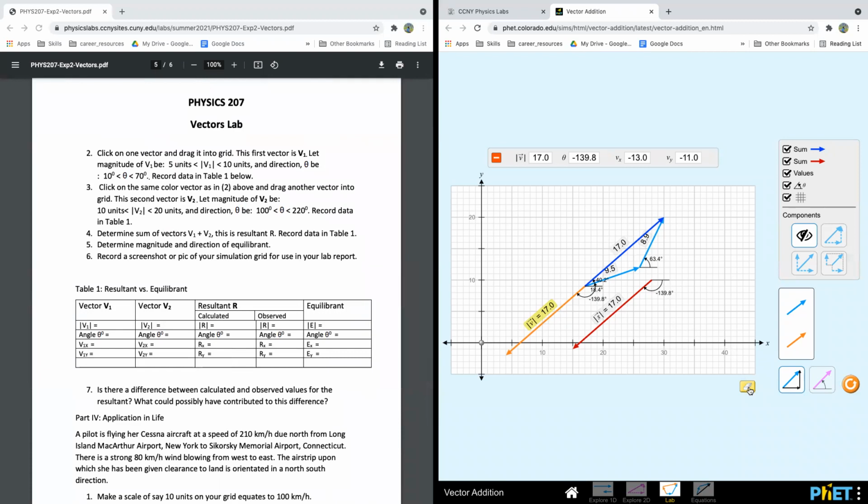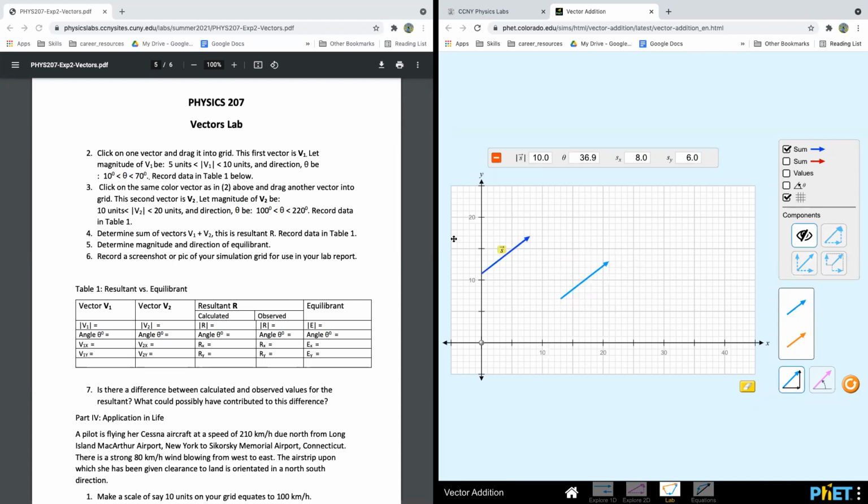Okay, let's start. We can start the lab together. Basically, we draw two vectors, calculate the resultant and equilibrium, and then put all the values into the table. That will be the first part of the lab. So let's say they have some requirements. Let's say the first vector has to be from 5 to 10.